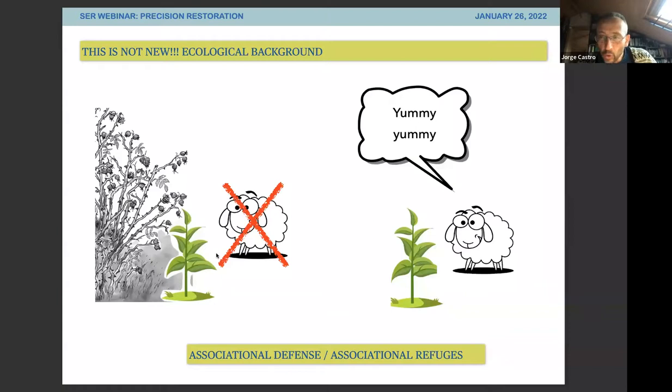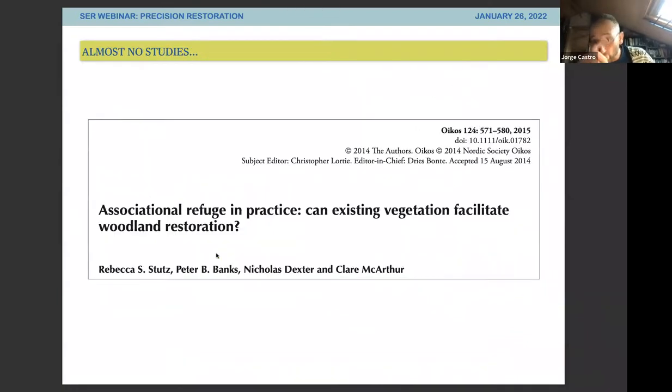But we know very well, and for example, look, there are very few studies studying that from the point of view of restoration. We know very well from the ecological theoretical point of view, but not from the restoration point of view. But there's, for example, a very interesting study that analyzed this from the point of view of restoration. One of the main conclusions of this study is, yes, plants can protect other plants. But look, in the end, in most of the cases, the herbivore will eat the target plant, the plant that we try to restore. Why?